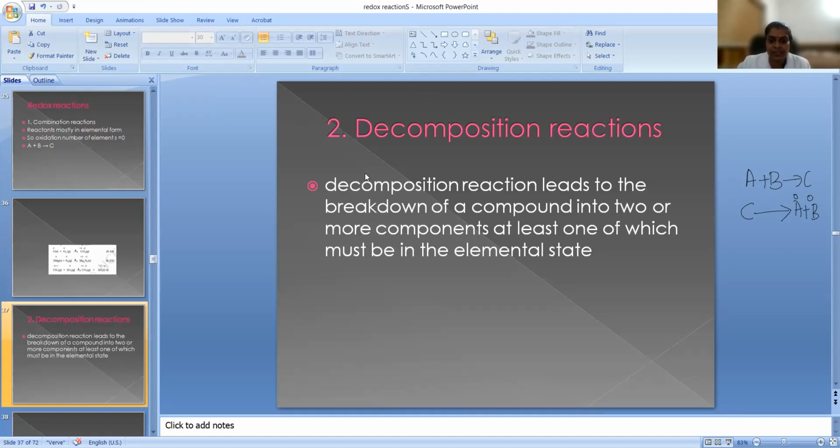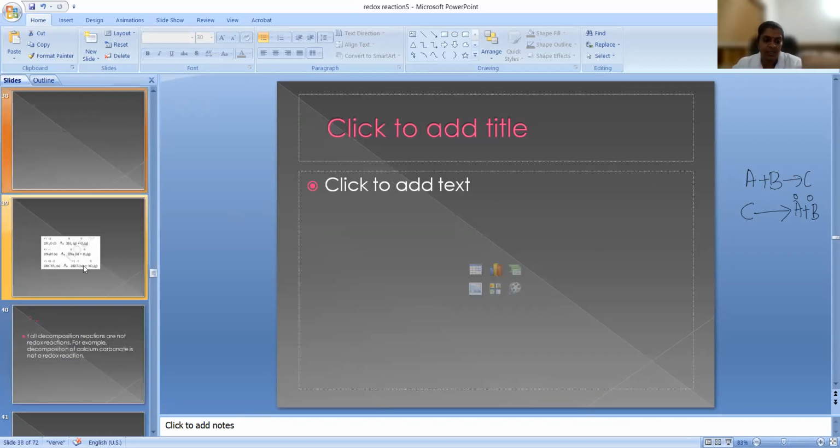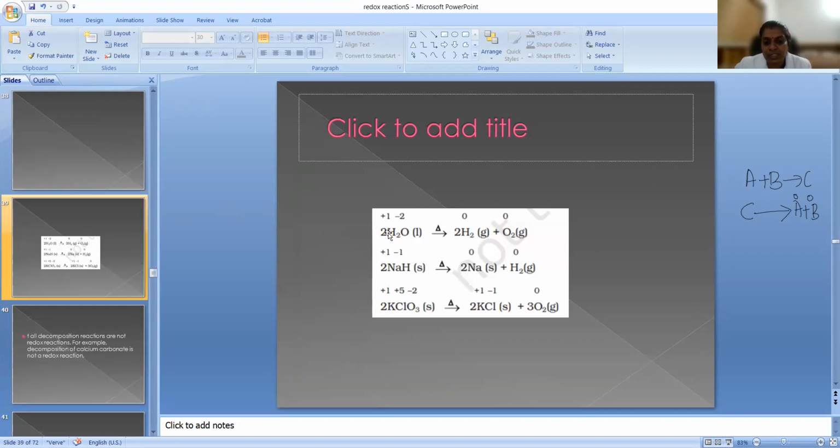Let us see a few reactions of that. Here water is undergoing decomposition. See, in water, hydrogen is +1 and it is converted to 0, so it is reduction. Oxygen goes from -2 to 0, so it is oxidation, as the number is increasing. And sodium hydride becomes sodium and hydrogen by decomposition. So +1 to 0 for sodium is reduction, and -1 to 0 for hydrogen is oxidation. Here chlorine is +5 and becomes -1, and oxygen goes from -2 to 0. So oxygen is undergoing oxidation and chlorine is undergoing reduction.